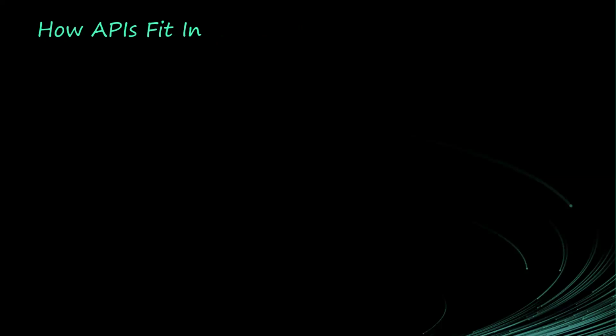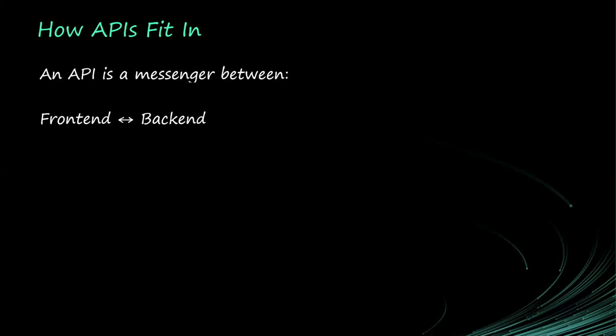So how do APIs fit in? APIs, we call them application programming interface. APIs are a way of communicating between client and servers. So an API is a messenger between front end and back end. The back end would have some services, and the front end will consume those services using APIs. So the back end will provide what we call APIs, then the front end will consume those APIs.